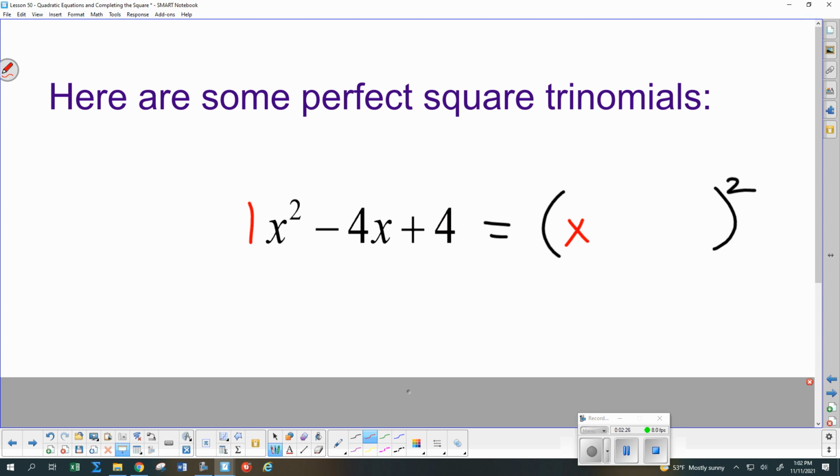Can anybody look at that and tell me what I need to put in that parentheses so that when I square it, I get x squared minus 4x plus 4? Evelyn? So it would be x minus 2 all squared. And I'm just curious, what was your thought process? How did you correctly come up with a minus 2? So you basically thought through all the steps of the factoring on that, right? Okay, we're going to see if we can see a pattern here in a minute.